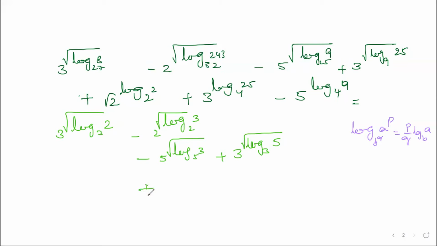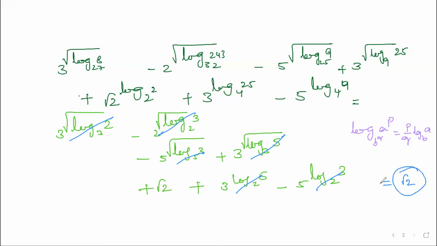Plus root 2 raised to log 2 to base 2. So what is the value of this? Completely root 2 only, because log 2 to base 2 is 1, plus 3 raised to log 5 to base 2 minus 5 raised to log 3 to base 2. According to the previous property, most of the terms I can remove, as these two are equal, and these two are equal. So finally, the value of the expression is going to be root 2.